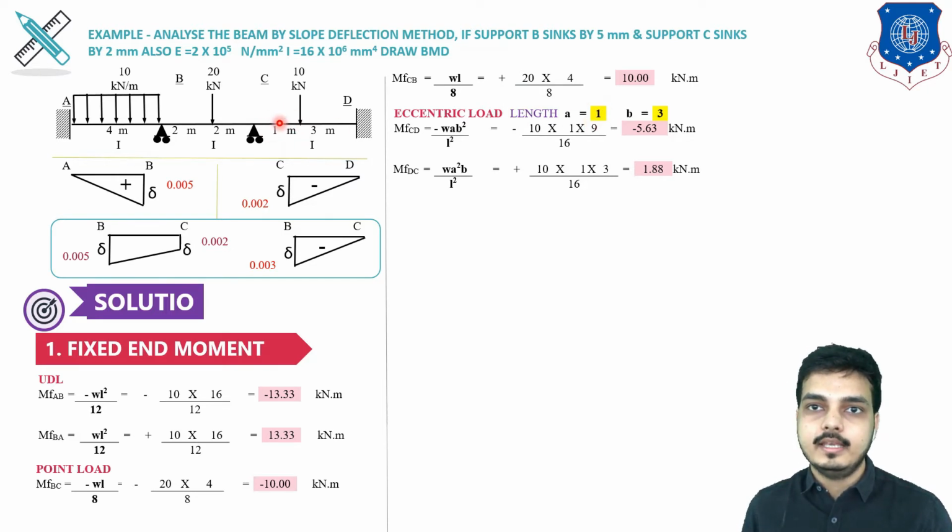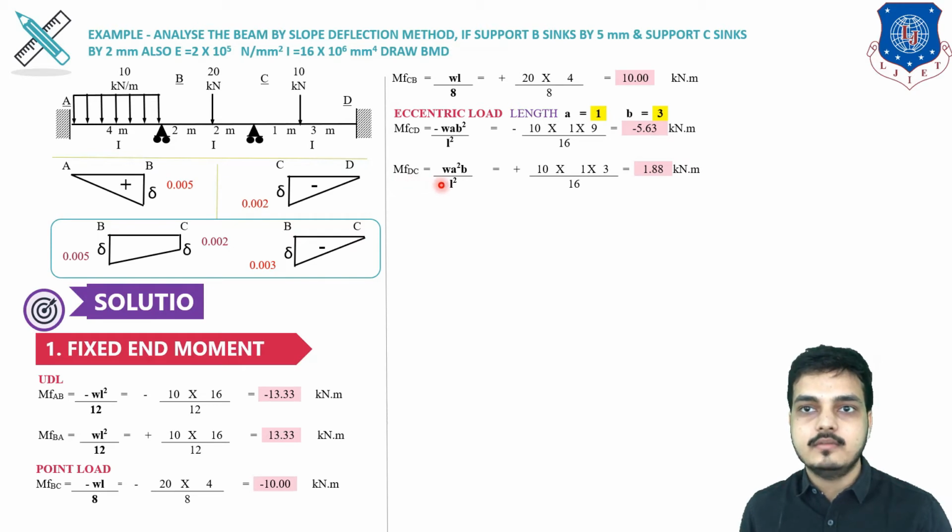Now for the eccentric load, here we have to find a. 1 meter is my small a distance, and 3 meter is my small b distance. So the formula for MFCD will be minus W a b square upon L square. W is my 10 kilonewton. A we have considered as 1. B we have considered as 3. So 1 times 3 square is nothing but 9, divided by the entire span length, 4 meter, 4 square is 16. So I will get minus 5.63. I would like to repeat that don't keep it as plus 5.63, because there is a difference in formula. Here it is b square, here it is a square. So till here we are doing the same value, but here you can't keep the same value as it is.